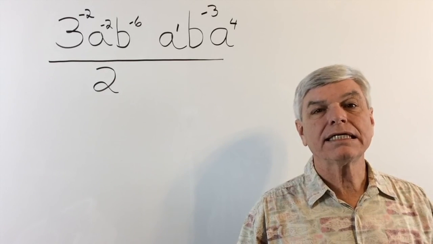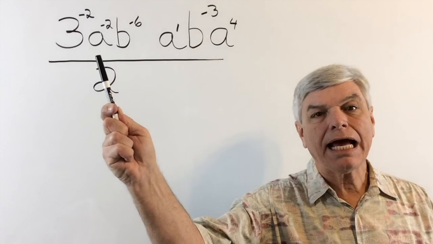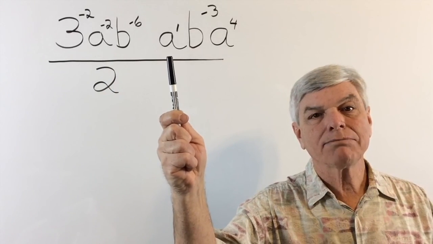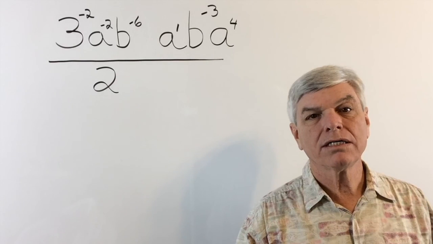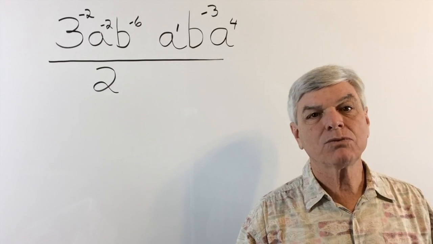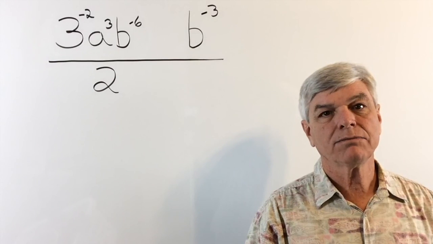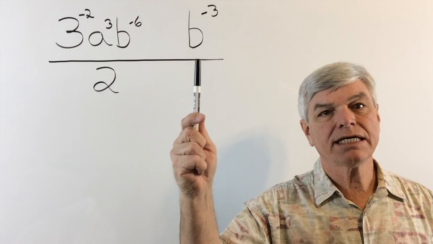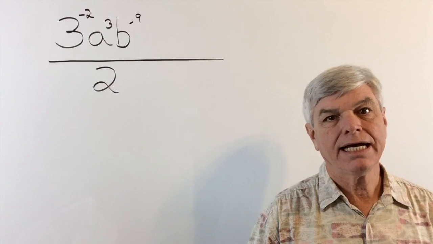And let's add all of our a's. We got a to the negative 2. We got a to the positive 1. And we got a to the positive 4. So a to the negative 2 plus 1 plus 4. We have a to the 3, or a cubed. And now let's multiply our b's. We have b to the negative 6 and b to the negative 3 is b to the negative 9.